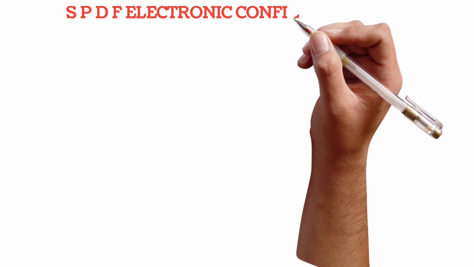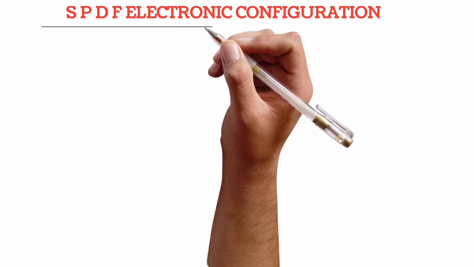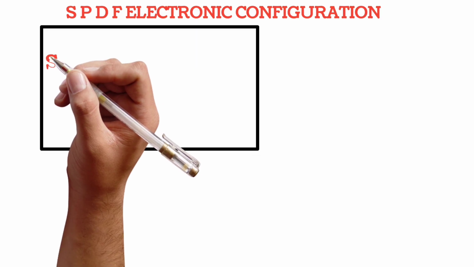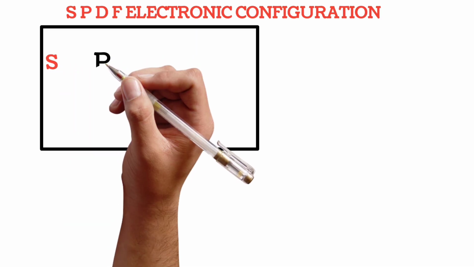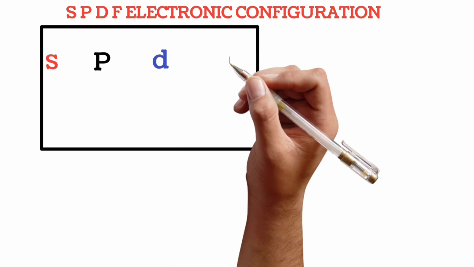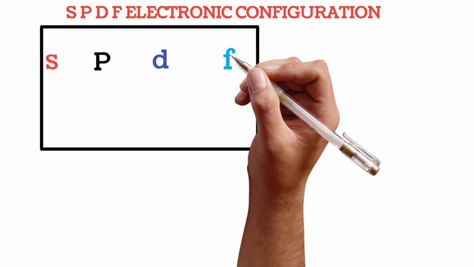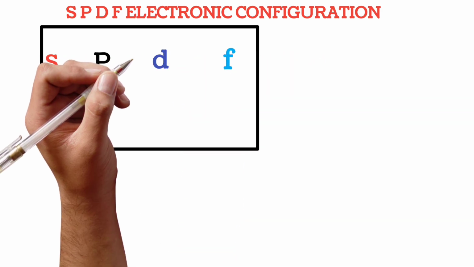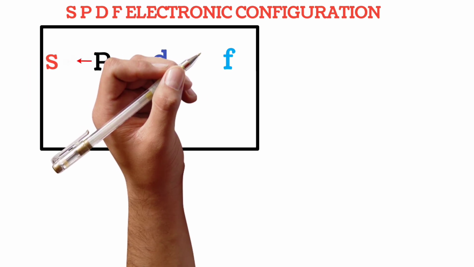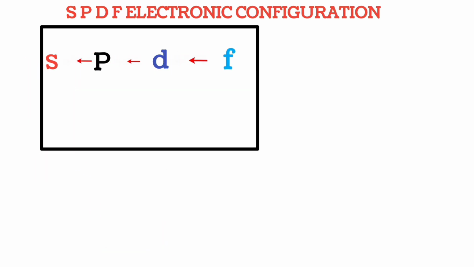The SPDF electronic configuration. There are 4 atomic orbitals in an atom: the s orbital, the p orbital, the d orbital, and the f orbital. There are arrows pointing from one orbital to the next. The arrows are pointing in the backward direction for a reason, which we will find out as we proceed.